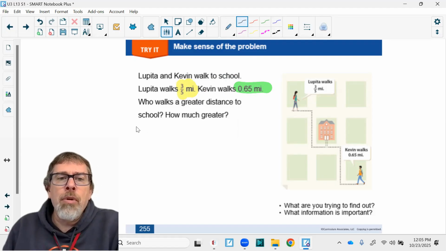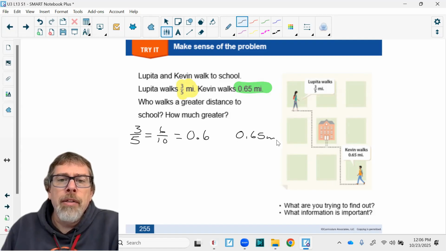But in this case, I'm going to say 3/5 is going to equal 6/10 when I multiply the top and bottom by 2. These are equal rational numbers, equal ratios. Okay, now that it's 6/10, I can easily write a decimal, and it's 0.6. So that's Lupita. And Kevin walked 0.65 miles. So it says who walks the greater distance? So it's Kevin.